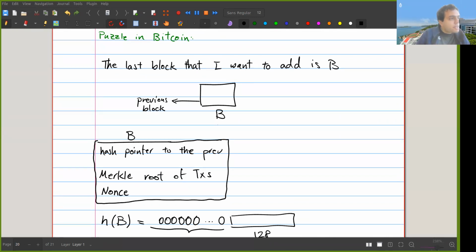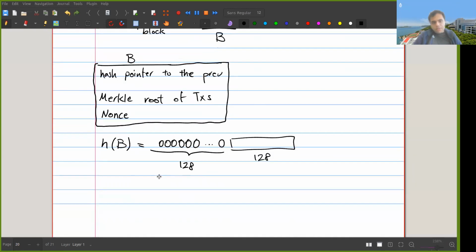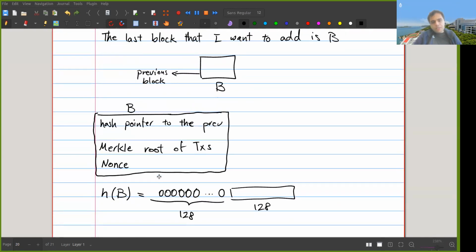So another question is, which chain gets longer in case of conflict? Is it just a matter of luck, or can miners determine that? It is mostly a matter of luck, but it also has to do with the computational power of the miners. And this is actually something that we will cover in detail.